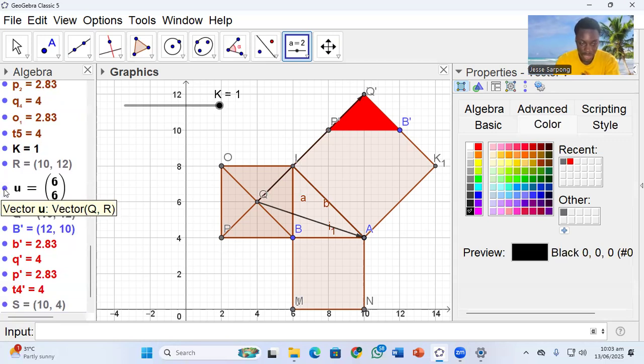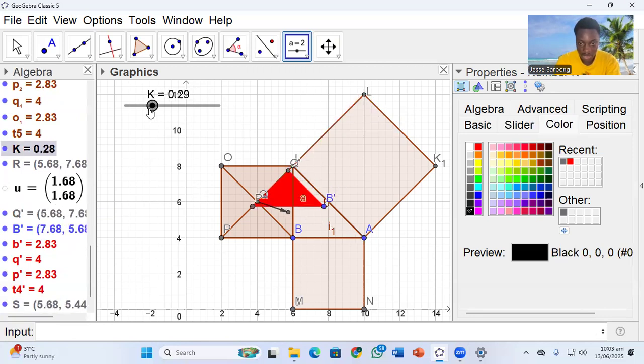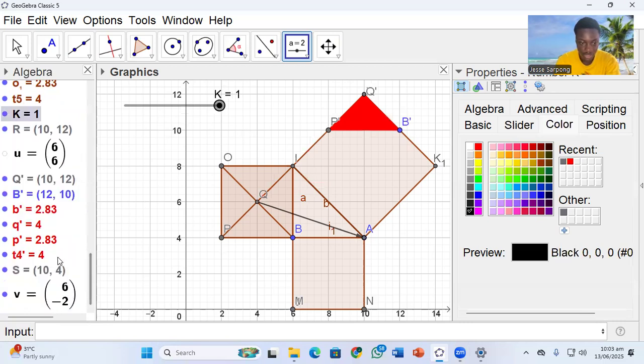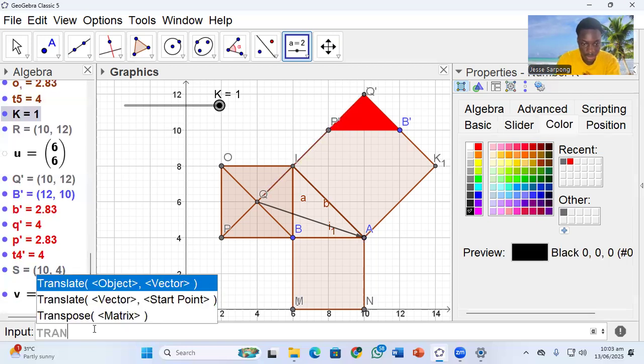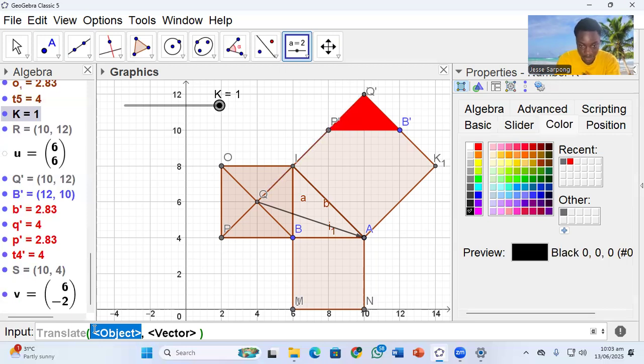So now what I'll do, I'm turning off the vector for the first one that we did, so that our work will not be too clumsy. Now we have a new vector, which is V. We translate again. We translate the object and vector. So we are translating the object at the top, T2, with vector V. You can see we've translated the object.